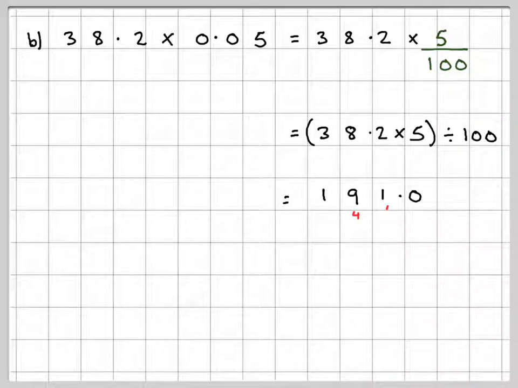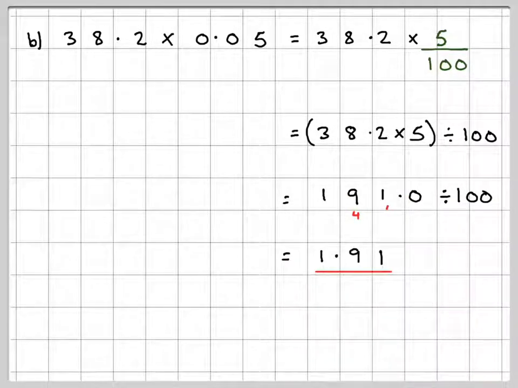And I now have to put a decimal point in because there is one number after the decimal point. And then divide by 100. That means that decimal point is going to move 1, 2 that way. Remember, when you're dividing by a number, it's going to make it smaller. So it's going to become 1.91 as the final answer.